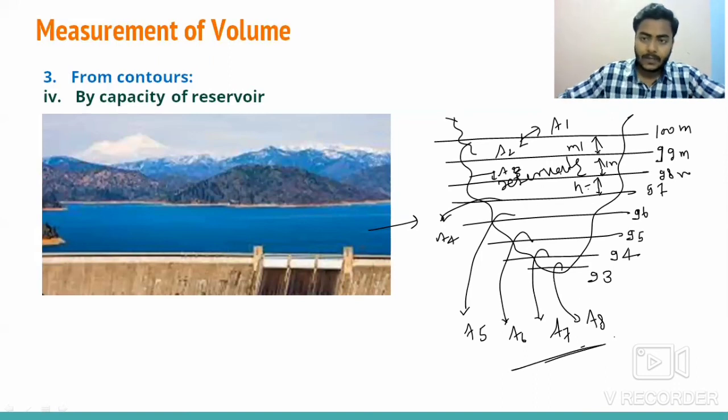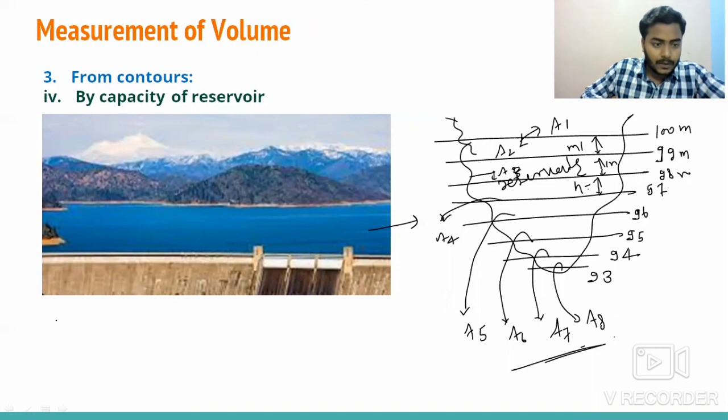Now we have a number of slices, the whole volume divided into horizontal slices, and we have the area of each slice, named A1, A2, A3. So by using the trapezoidal formula or the prismoidal formula, we can calculate the volume.